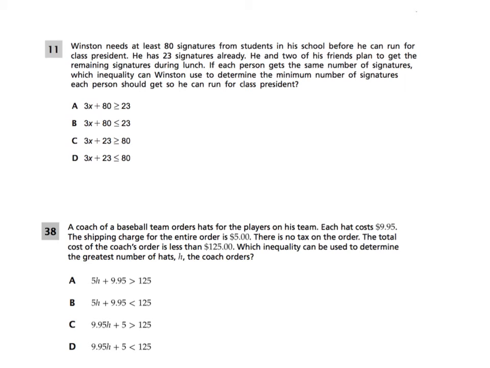So let's look first at the information that they've given us. They mention that he needs at least 80 signatures. So that means he could get 80 signatures, but he needs at least, so he should have 80 or more. So that implies whatever the number of signatures are that he gets, they need to be greater than or equal to 80. So that can help us eliminate right now 2 of the suggestions.